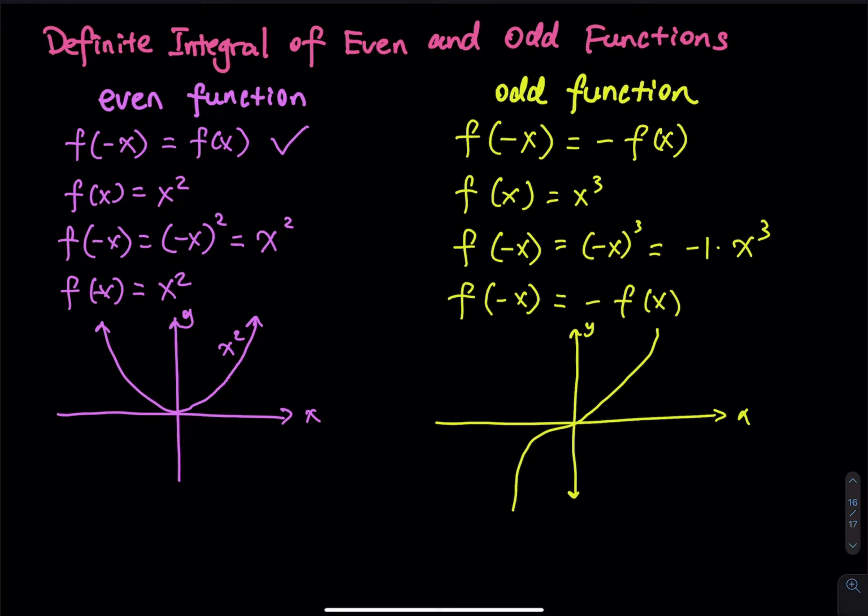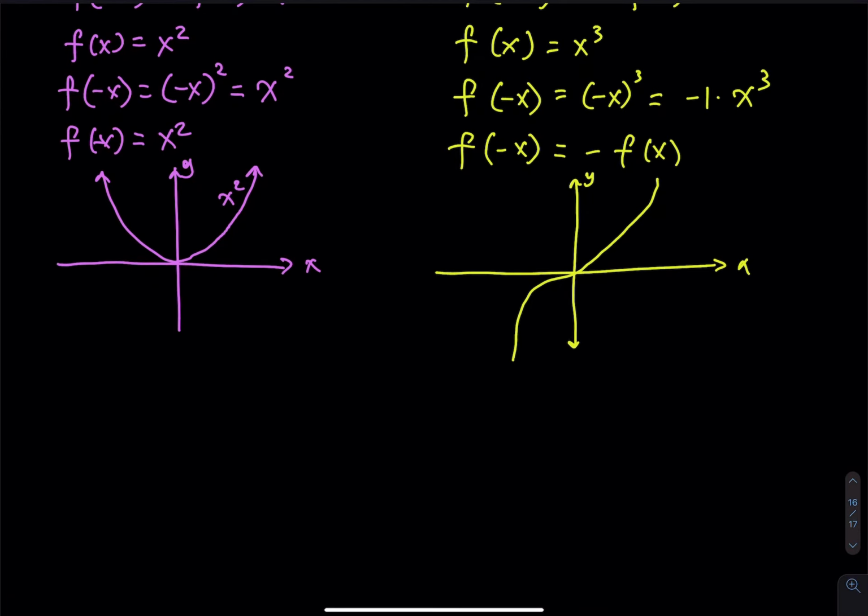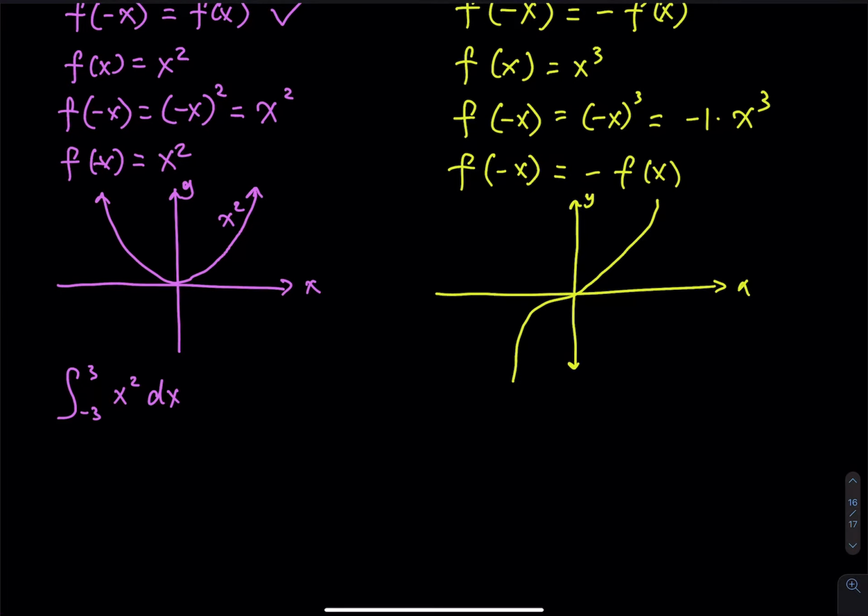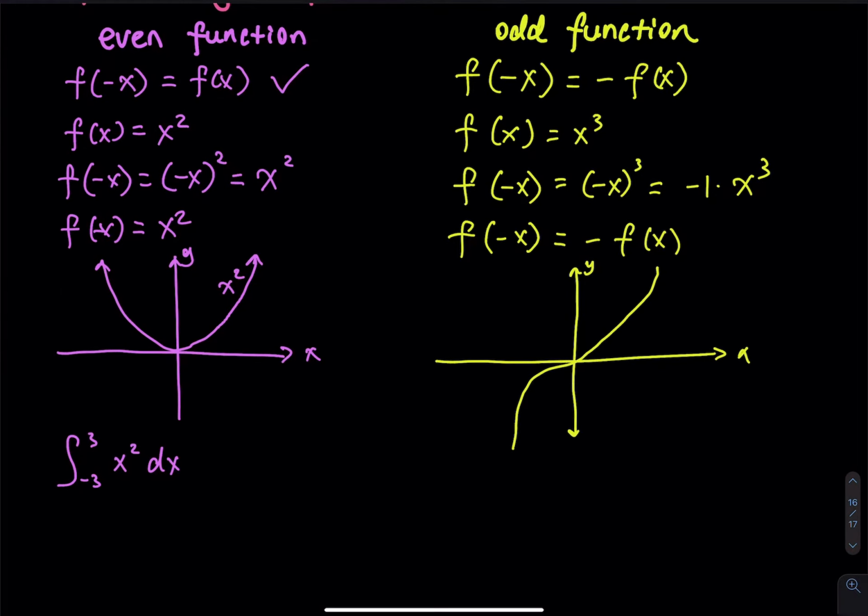Let's do the even function first. Let's say you are doing the integral from negative 3 to 3 of x squared dx. How do you sketch this? Let's say this is negative 3, this is positive 3. When I ask you this kind of question, that means I am looking for the entire area in here and here, right?